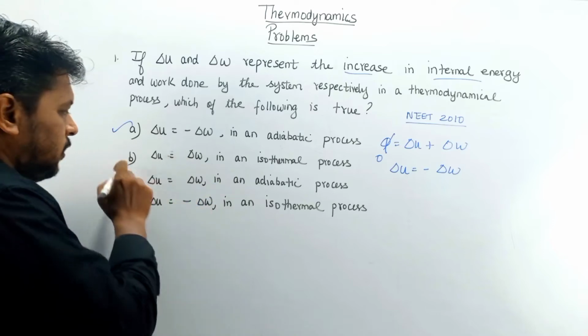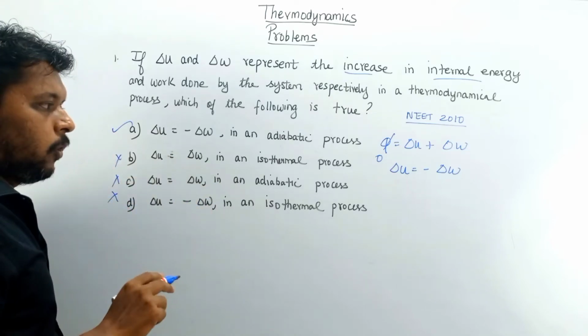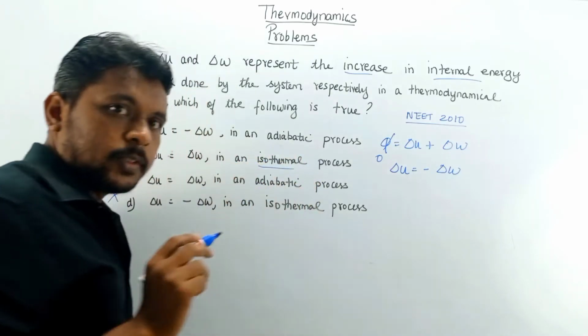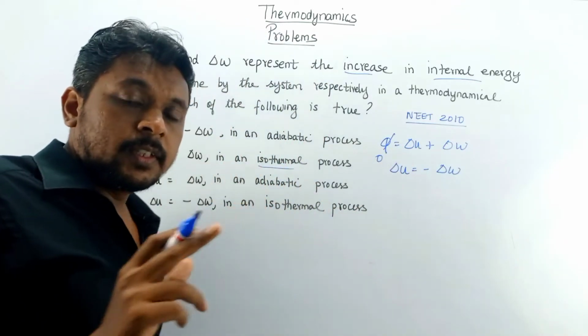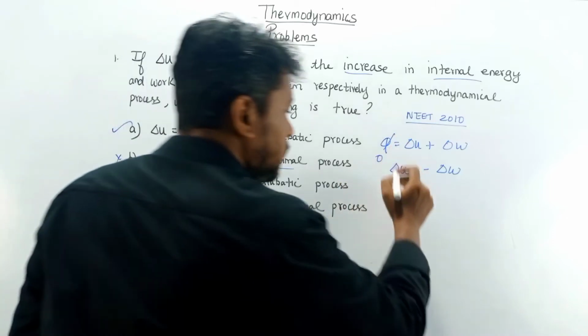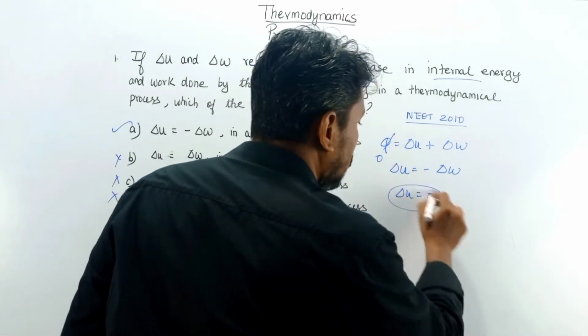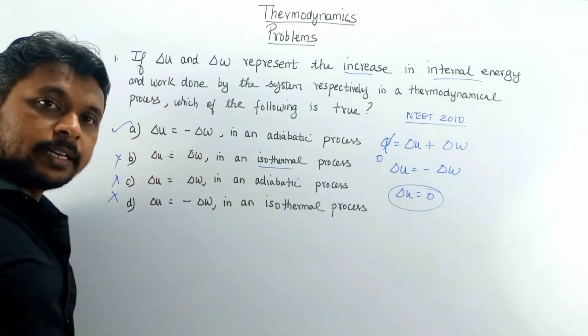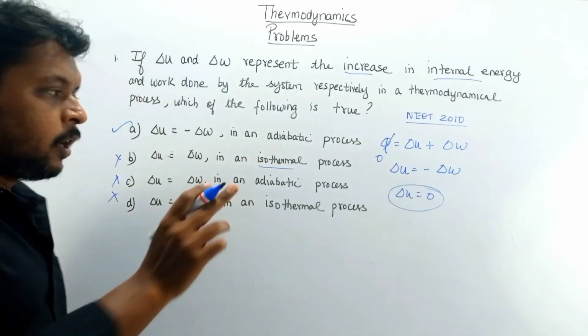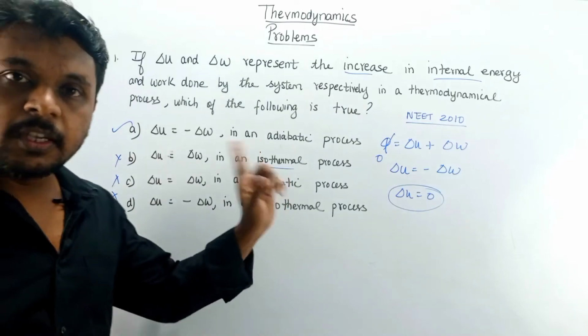The remaining options are not correct, because in an isothermal process, from the first law of thermodynamics, there is no change in internal energy. So delta U will be equal to 0 in an isothermal process, and these options will not be correct for an isothermal process. So option A is the right answer for this problem.